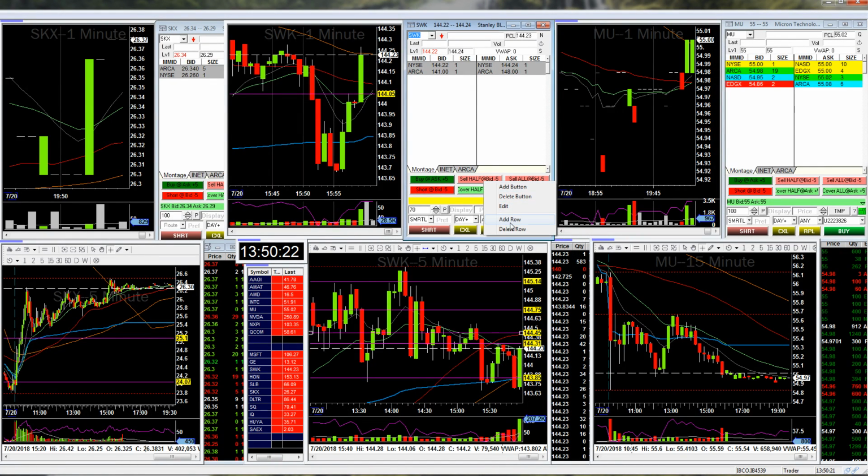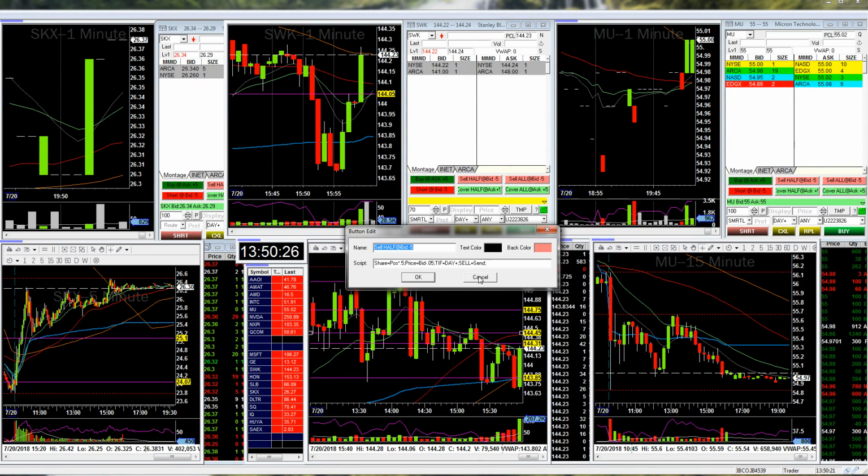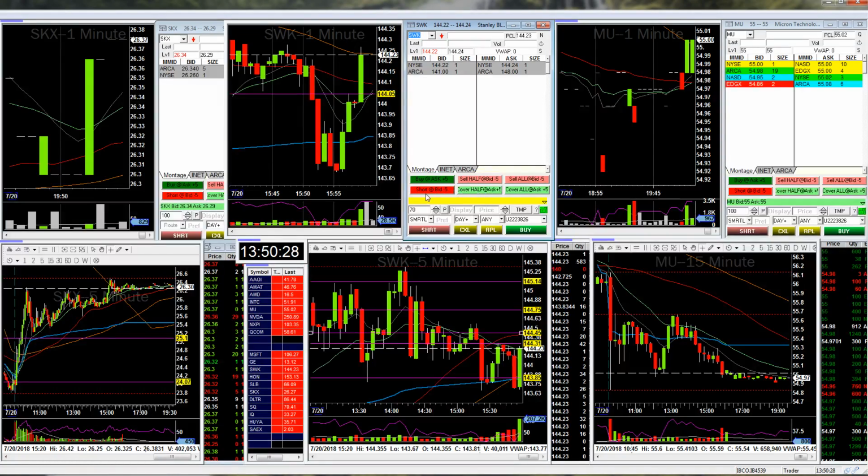My scripts get me out either, so this one will get me out half of a long, this one will get me, you know, buy back half of a short, and then this just gets me all out. So I use these buttons to enter and exit my trade when I scale out, because it makes me think about what I'm doing. Same thing with stops.